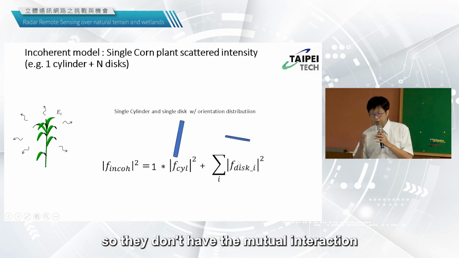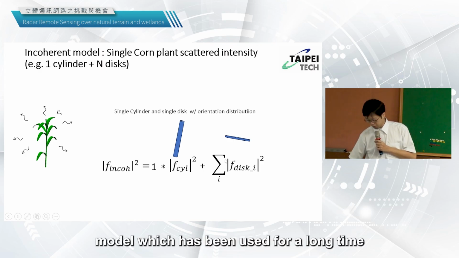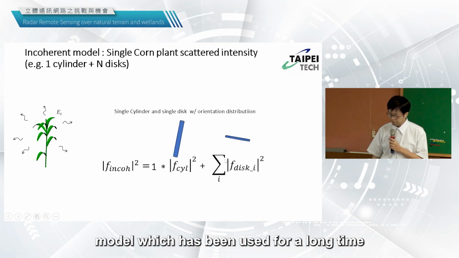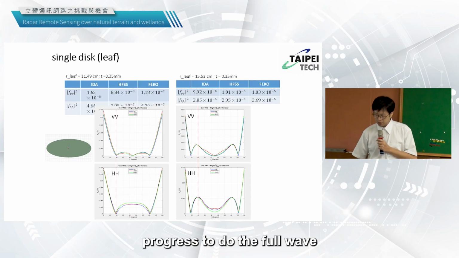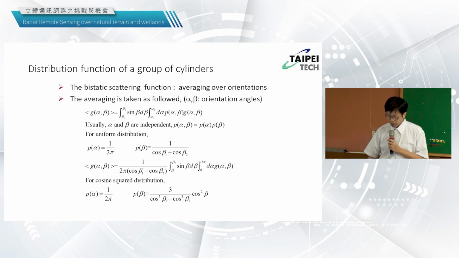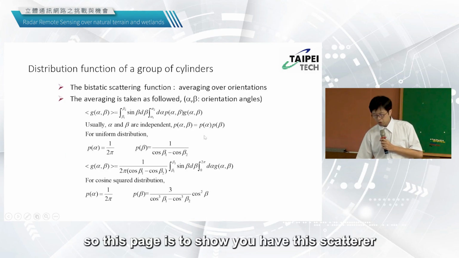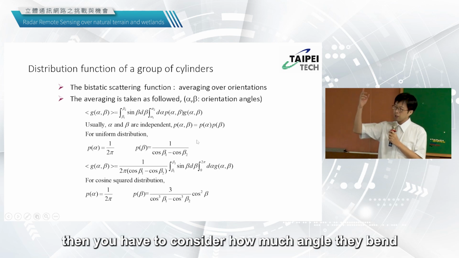So they don't have the mutual interaction. So that's an incoherent model, which has been used for a long time. At the end, we'll mention some work in progress to do the full wave. So this page is to show you have this schedule, then you have to consider how much angle they bend.